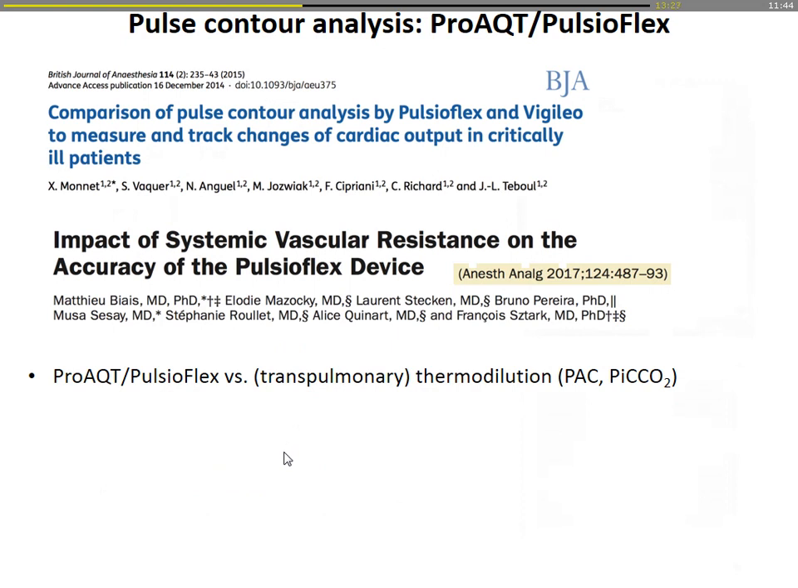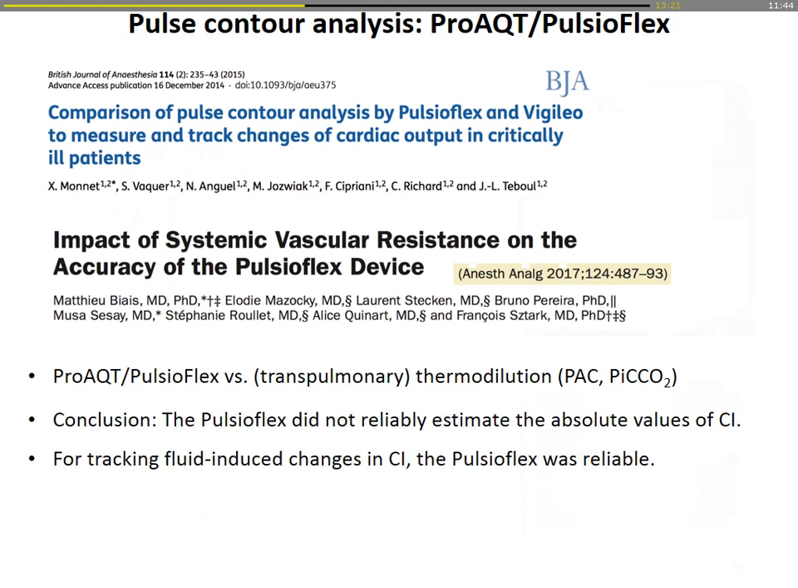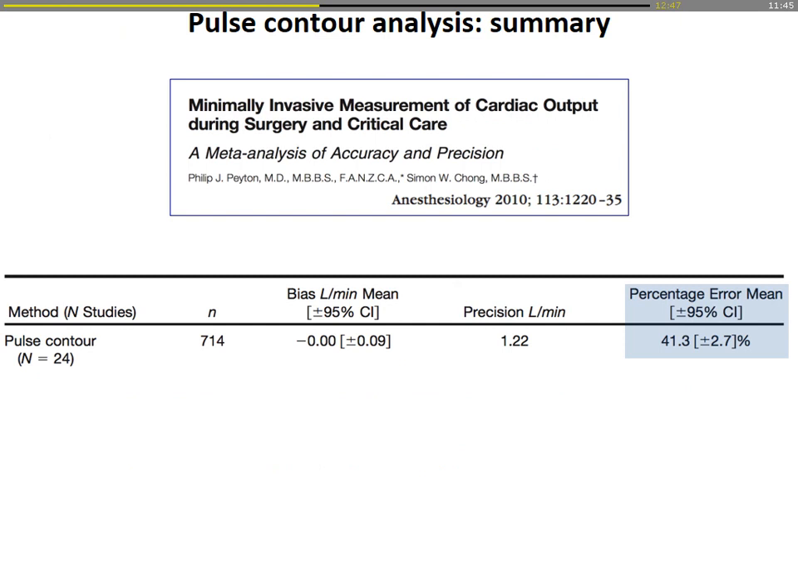And there have been some studies, again from Jean-Louis' group, comparing it either with Swan-Ganz, so thermodilution, or transpulmonary thermodilution with the PICCO. The conclusion is it did not reliably estimate the absolute values of cardiac index, but if you want to track changes in cardiac output, for example, after you give half a liter of fluid and you want to see did your cardiac index increase or not, these changes were tracked quite well with this device, and this is maybe as important an information as the absolute value of cardiac output.